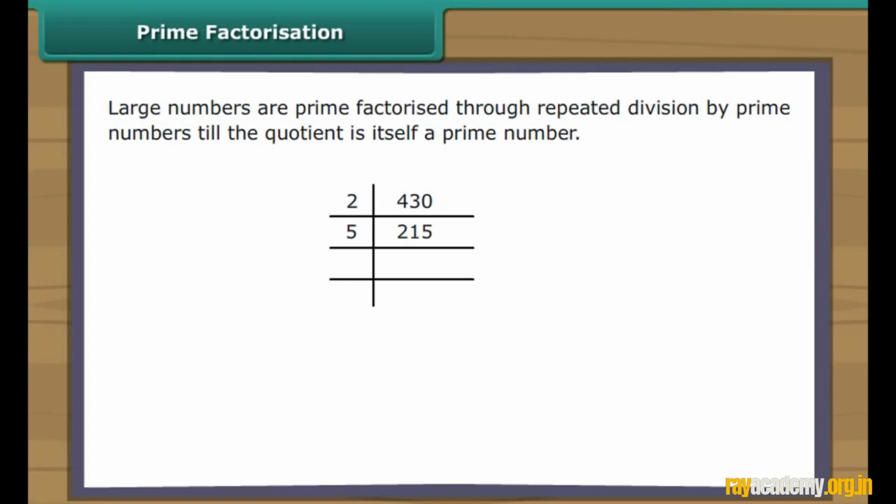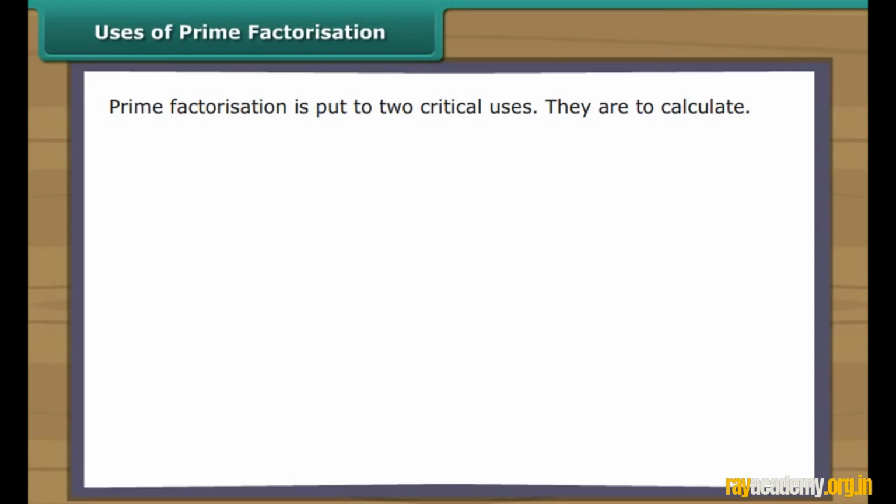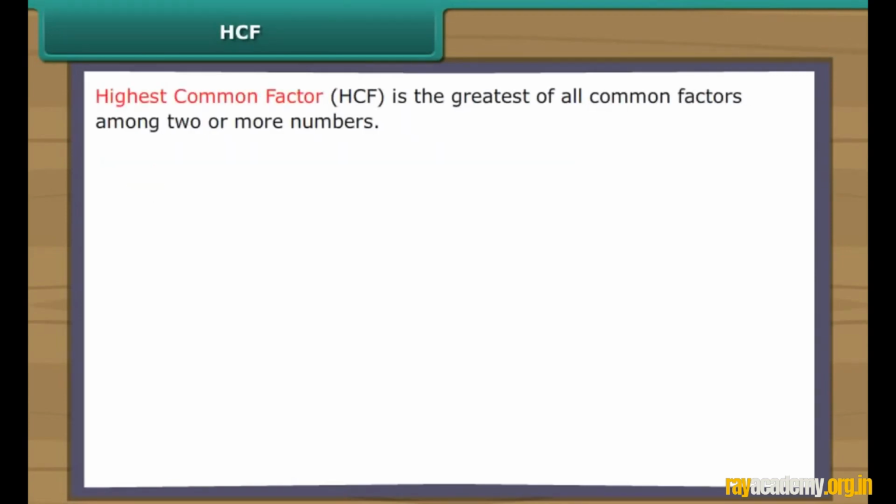Uses of prime factorization. Prime factorization is put to two critical uses. They are to calculate HCF and LCM. HCF. Highest common factor or HCF is the greatest of all common factors among two or more numbers. Let us identify the HCF of 12, 15 and 18. 12 is equal to 3 into 4, 15 is equal to 3 into 5, 18 is equal to 3 into 6. The common factor is 3. Therefore, 3 is the HCF of 12, 15 and 18.